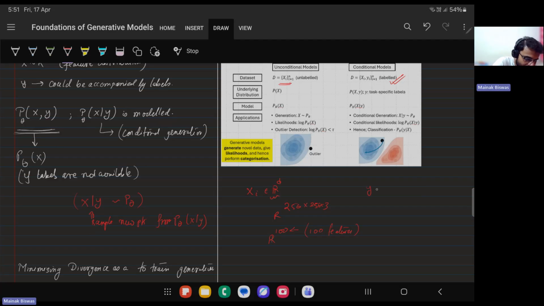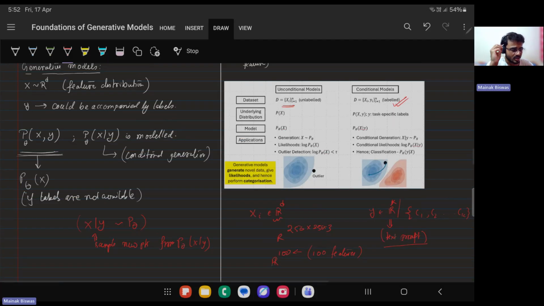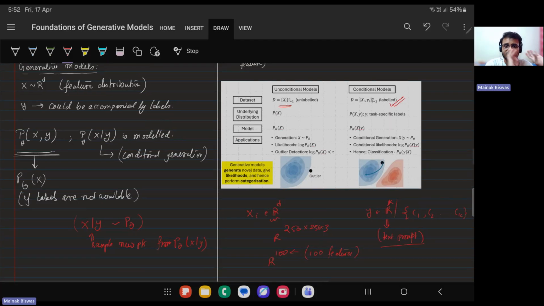Y again could be R, or it could belong to some category, C1, C2, up to CK. It could have K categories as well. It could have RK, for example, if you have a text input, a text prompt. So it could have classes; they are just labels describing the data.